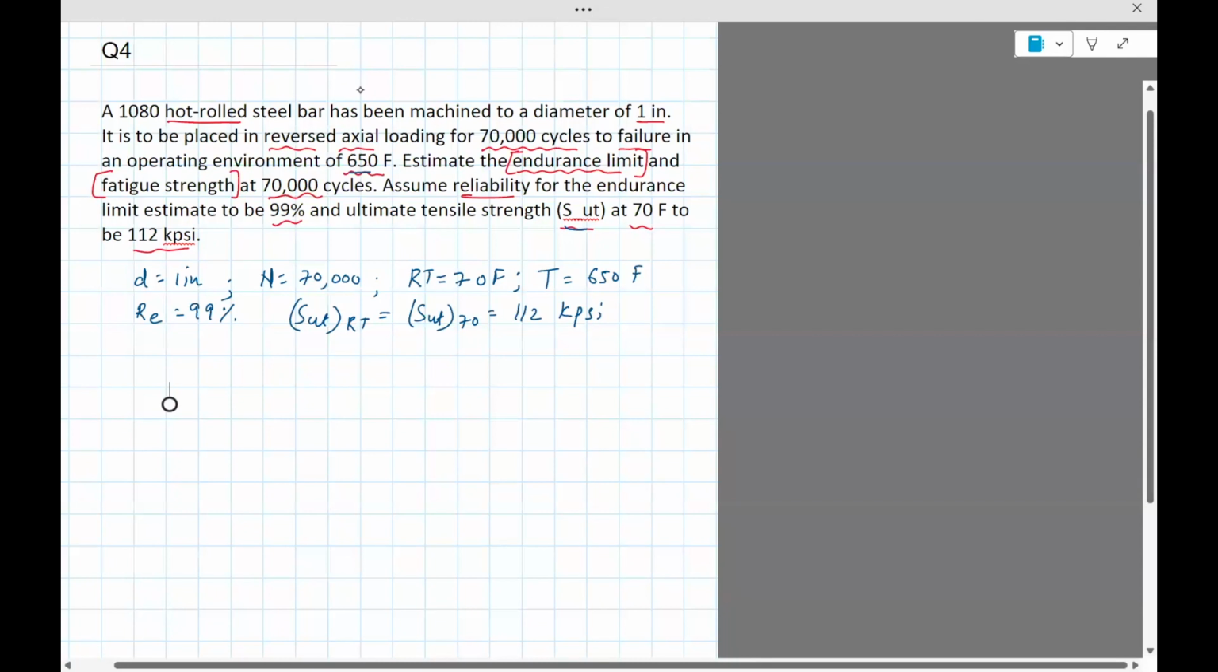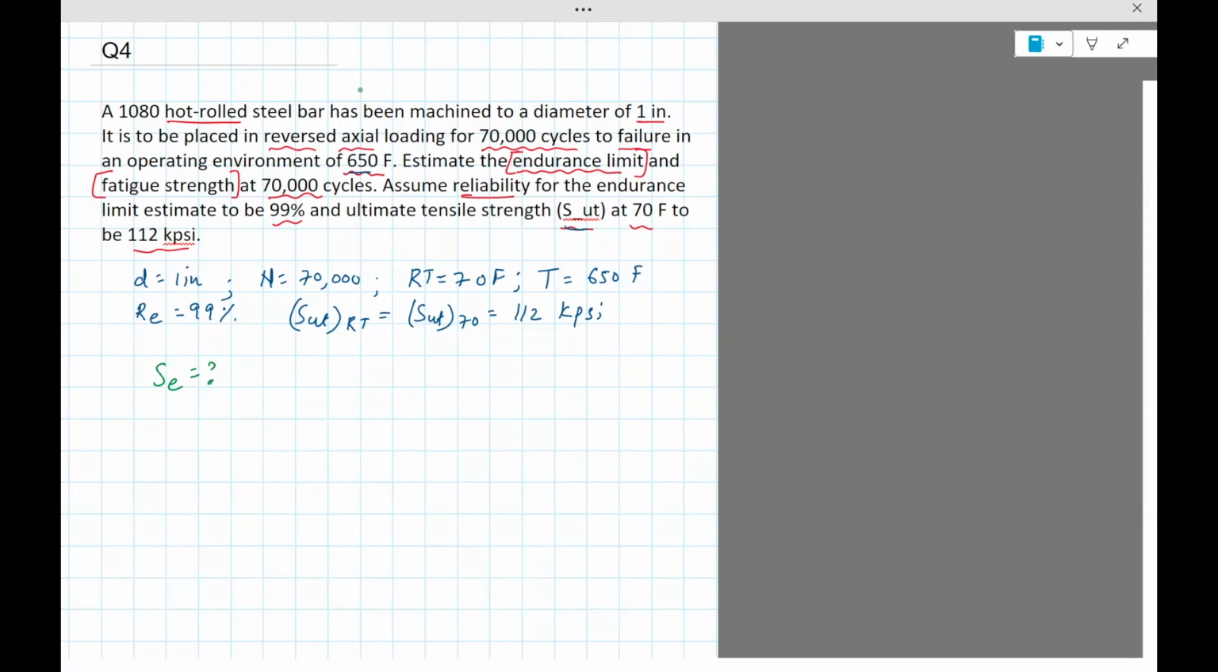Okay, so what is asked of us is to compute the endurance limit. SE is unknown, and let's call that 1, and the second part is fatigue strength. That should be SF.